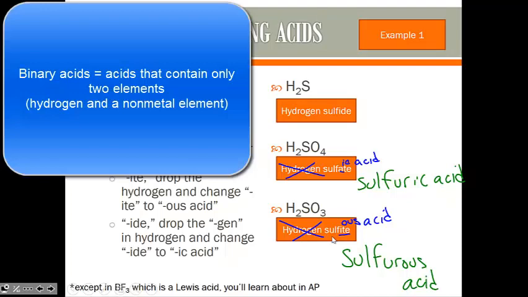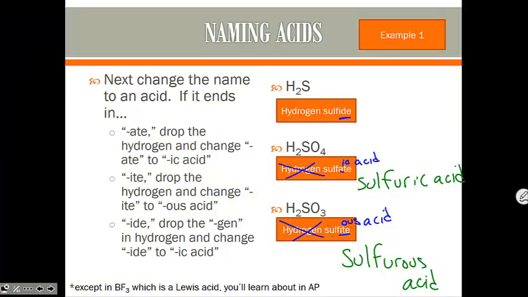For binary acids, or when the anion ends in ide, the situation's a little more complicated. We change ide to ic acid. So hydrogen sulfide would be sulfuric acid, but we already have sulfuric acid. So for binary acids, acids in which the anion ends in ide, we just drop the gen from hydrogen, giving us hydrosulfuric acid.